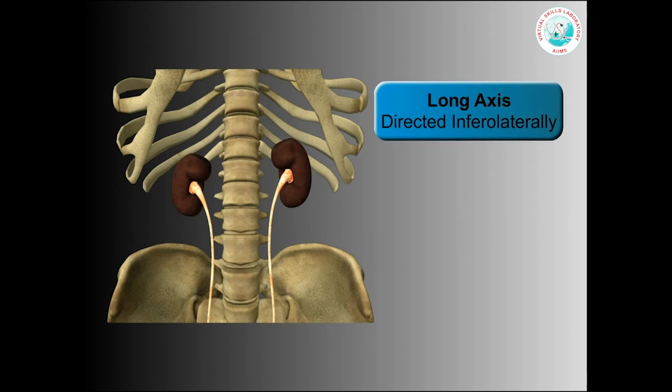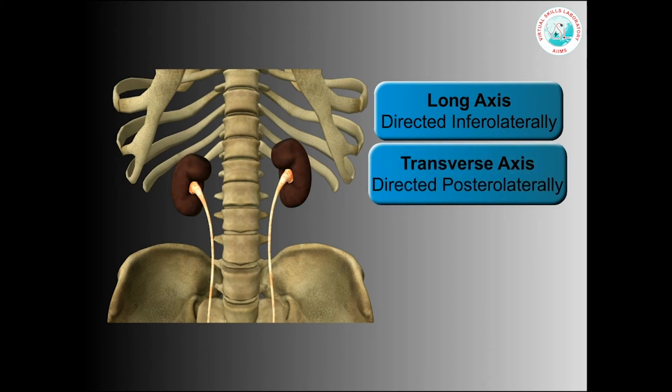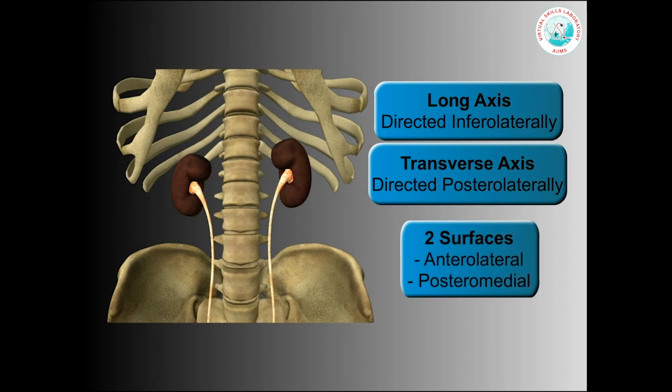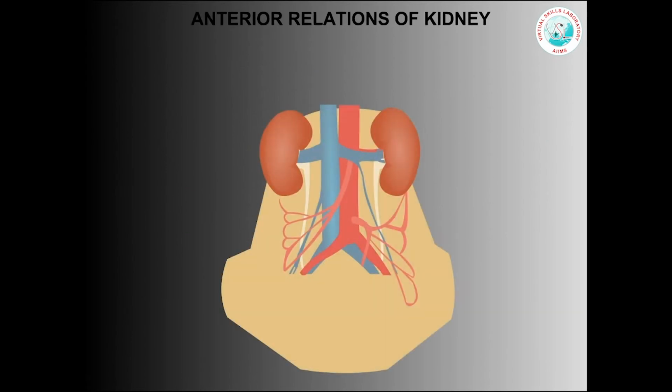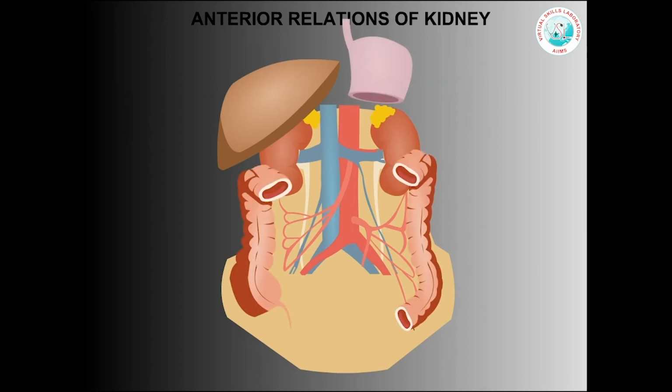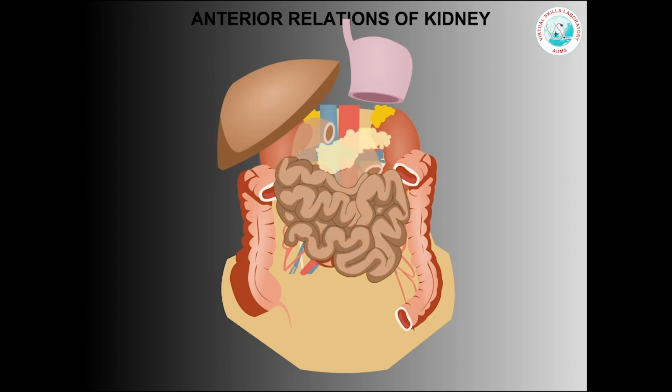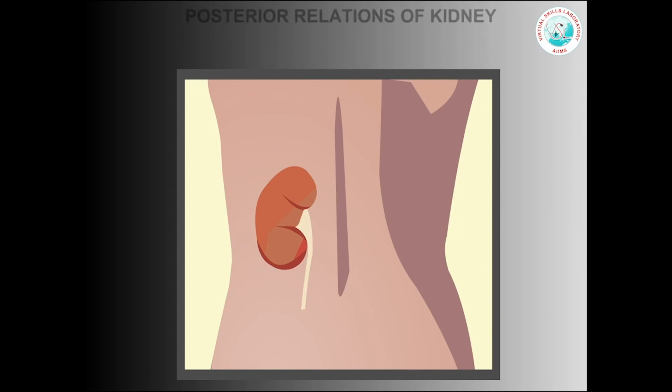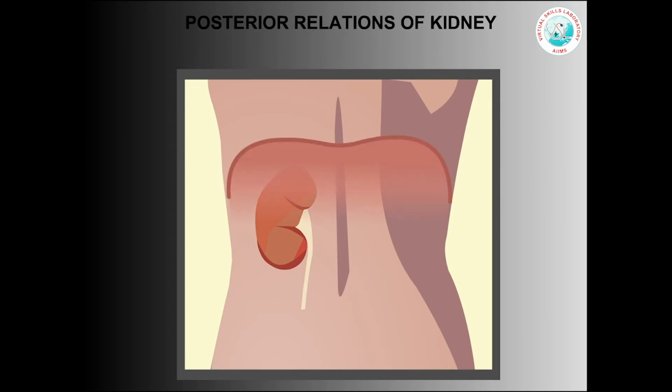The long axis of the kidney is directed infralaterally along the border of psoas major muscle, and the transverse axis is directed posterolaterally, giving it two surfaces, the anterolateral and the posteromedial surface. Anteriorly, the kidneys are related to the suprarenal glands, liver, stomach, right colic flexure, left colic flexure, second part of duodenum, coils of jejunum, pancreas and spleen. Posteriorly, the kidneys are related to the diaphragm, 11th and 12th rib, costodiaphragmatic recess of pleura, psoas major muscle, quadratus lumborum and transverse abdominis muscle.